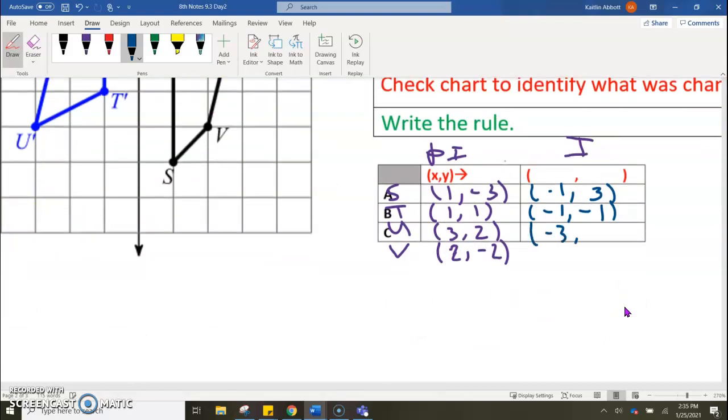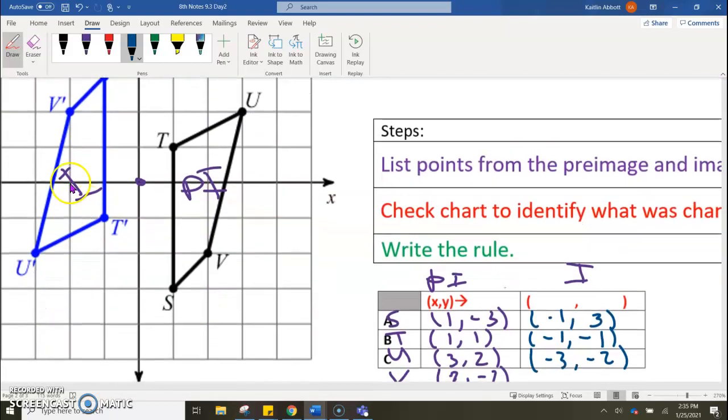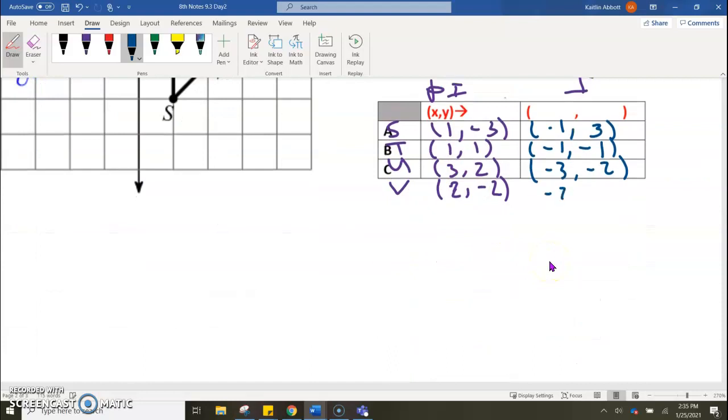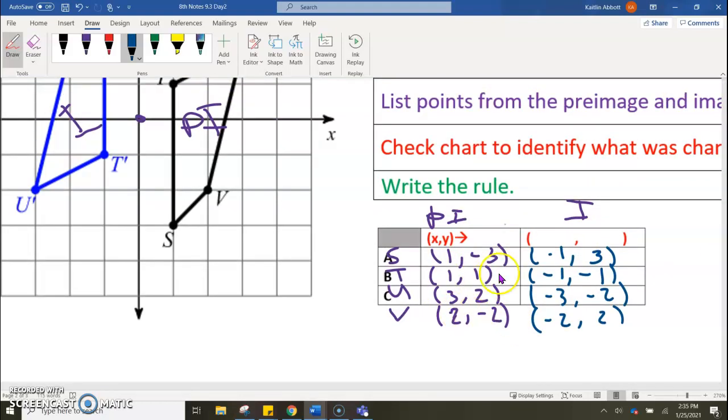Negative 3, negative 2. And V is all the way over here, so it is still negative 1, 2, and up is positive, so positive 2. So negative 2, positive 2. Now, to figure out the rule, we have to figure out what happened. What changed from the purple numbers to the blue numbers?